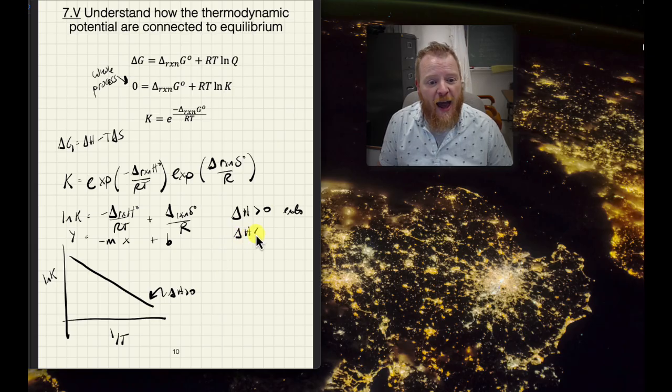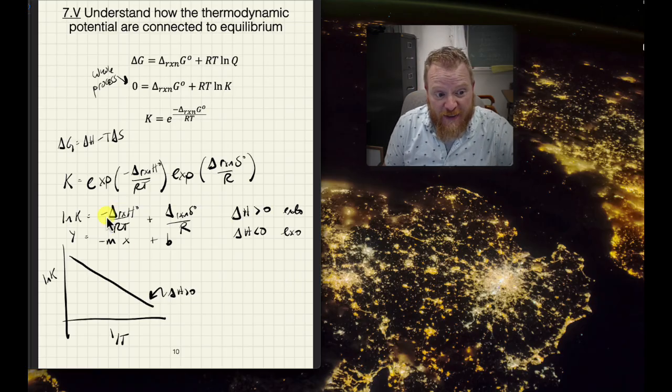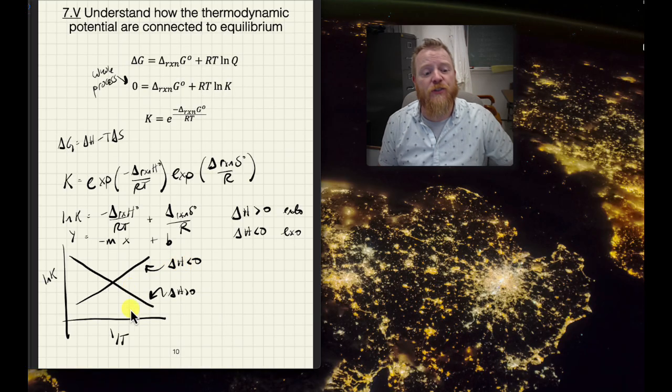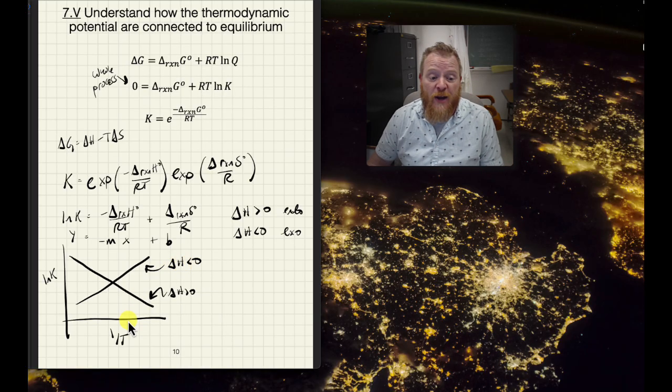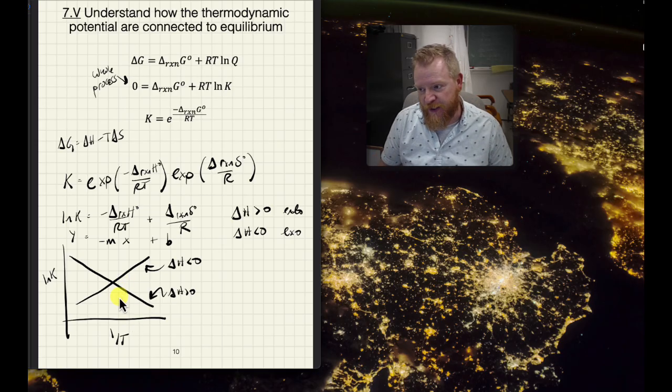And if we have a delta H less than 0, that's an exothermic reaction. And we can see that there's a negative sign in the equation. So if we had an exothermic reaction, it would look something like this, okay? So those aren't describing the same reaction. That's describing like two different reactions and what it would look like if we had an exothermic versus endothermic.